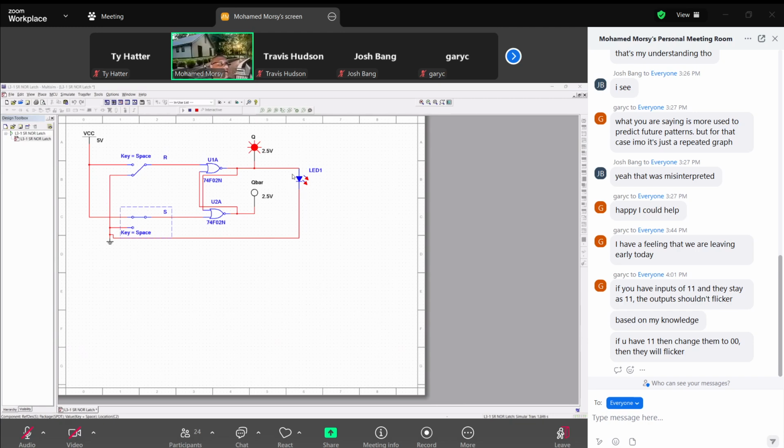So as I mentioned, either use LED or the probe. It's the same thing.